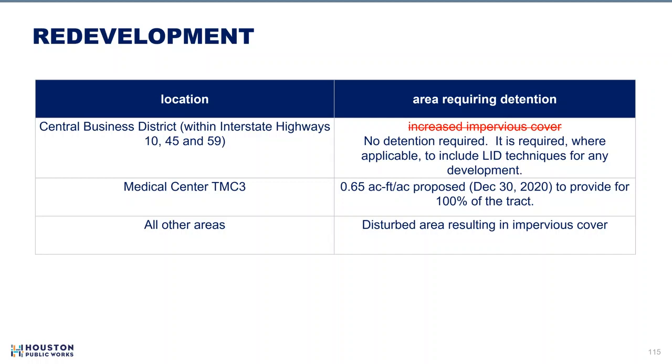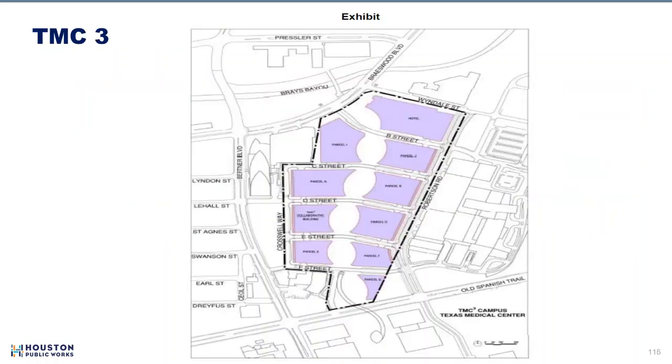Let me show you where TMC3 is. Okay, this is the TMC3 boundary. And the boundary is very important. You will say, hey, how about if I am on the other side of Robertson Road? No, you're not inside that boundary, so your detention rate minimum is 0.75, not 0.65 anymore.